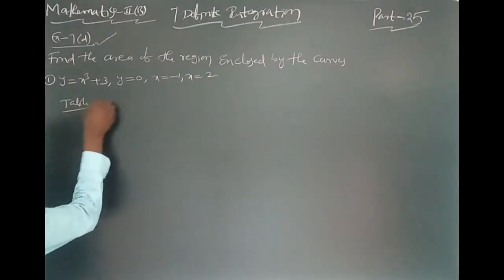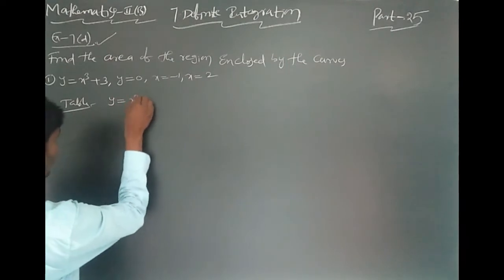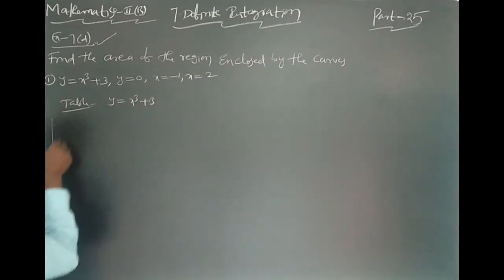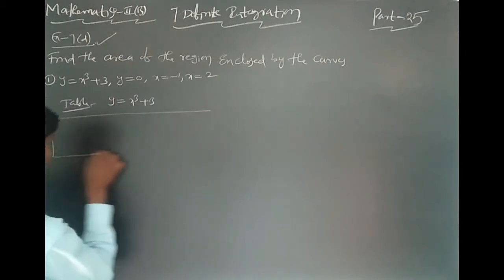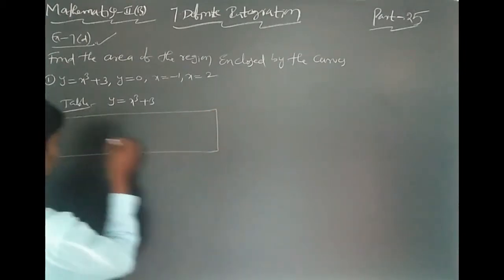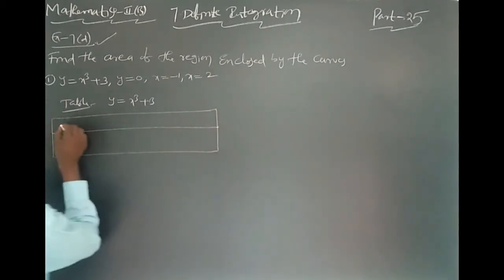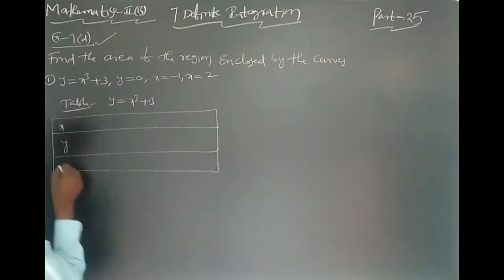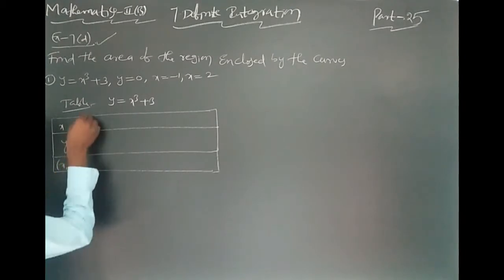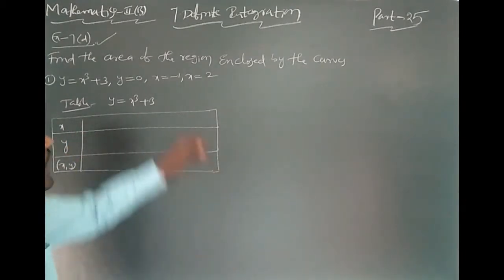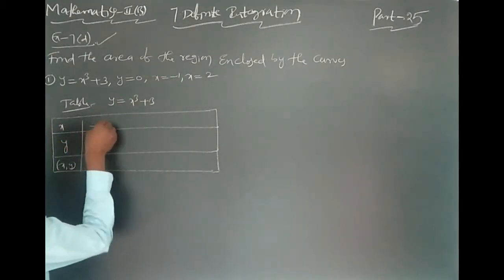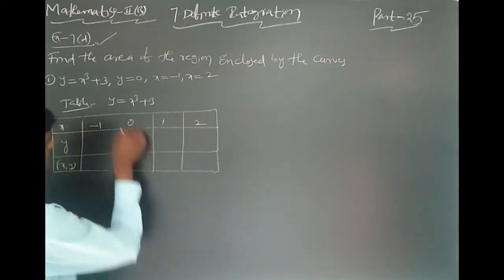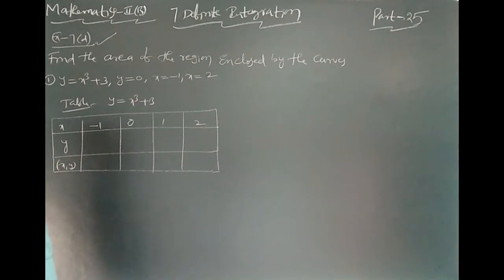What is the table? y is equal to x cube plus 3 is the curve. First we have to take the table. In this table, first we take the x coordinates, after that the y coordinates, and after that the ordered pairs. For the x coordinates you can take minus 1, 0, 1, 2.